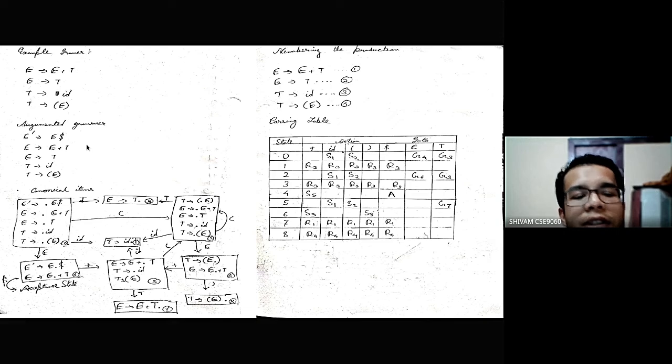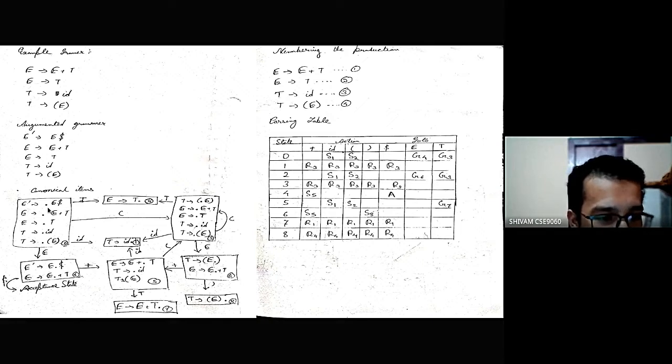Now why do we do this? We augment the grammar so we can actually get to know when the particular variable is processed. So starting with the starting symbol E, we have taken E dash gives E, then the dollar symbol. This symbol will mark the acceptance of the grammar. Then we will move on to the canonical items.